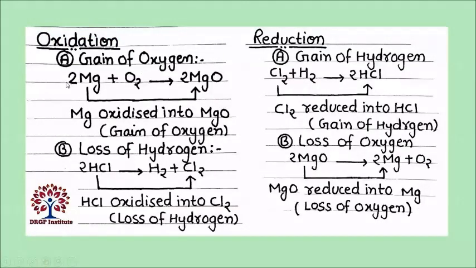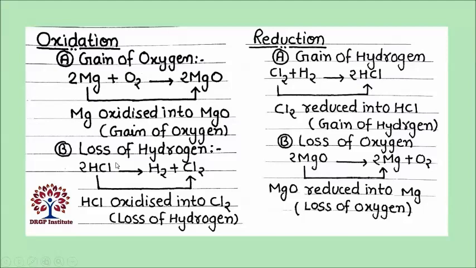Now let's see these examples which we have explained through the gain or loss of oxygen and also the gain or loss of hydrogen. The first example is the gain of oxygen, that is oxidation. 2Mg plus O2 giving 2MgO. You can see here the addition of oxygen is there. That means it is the gain of oxygen. So we explain that magnesium is oxidized into MgO.